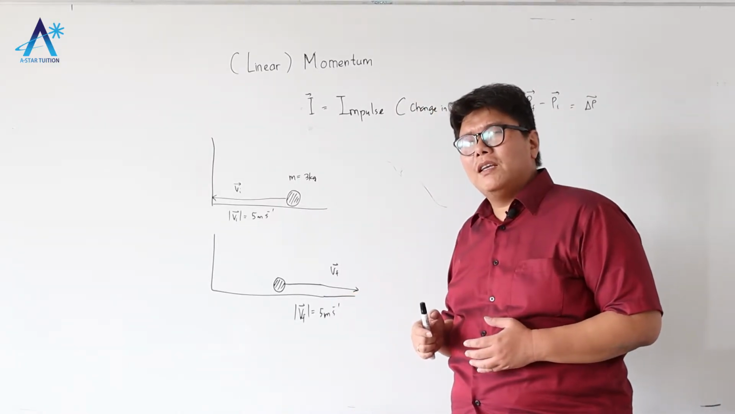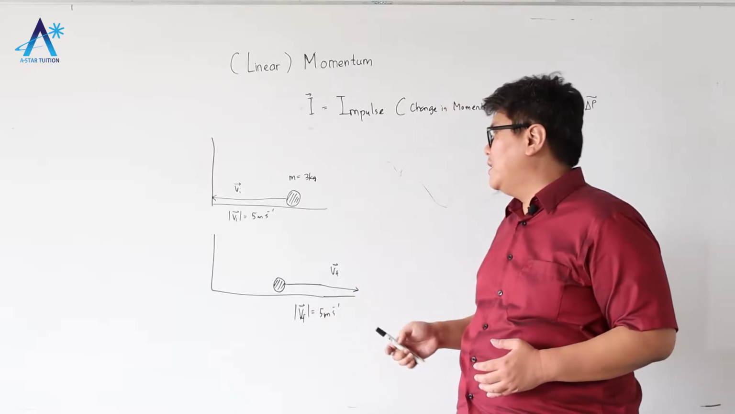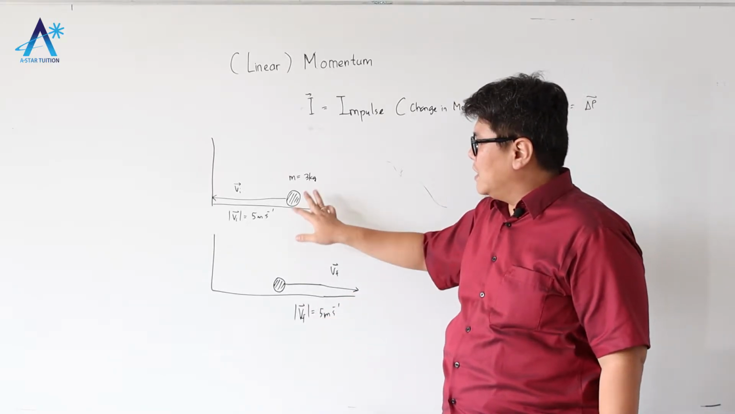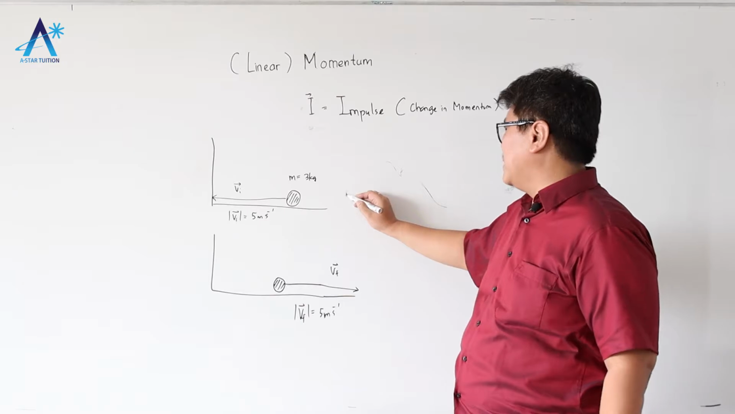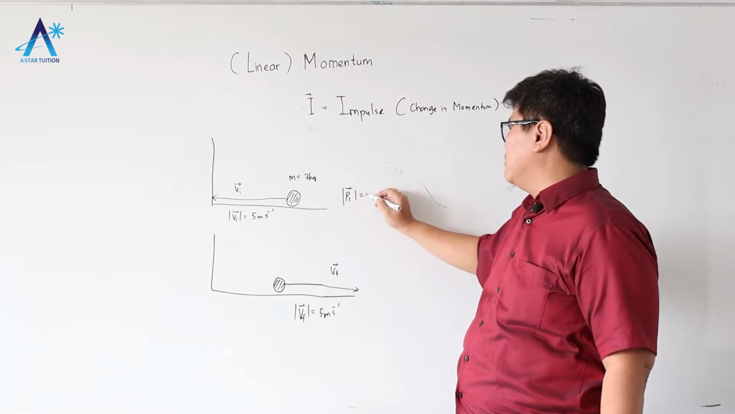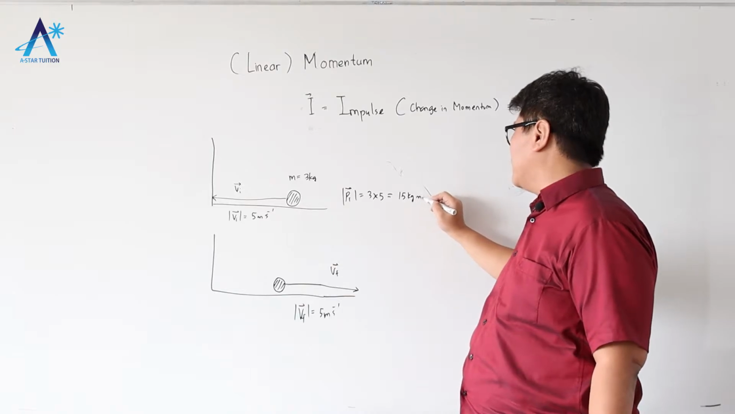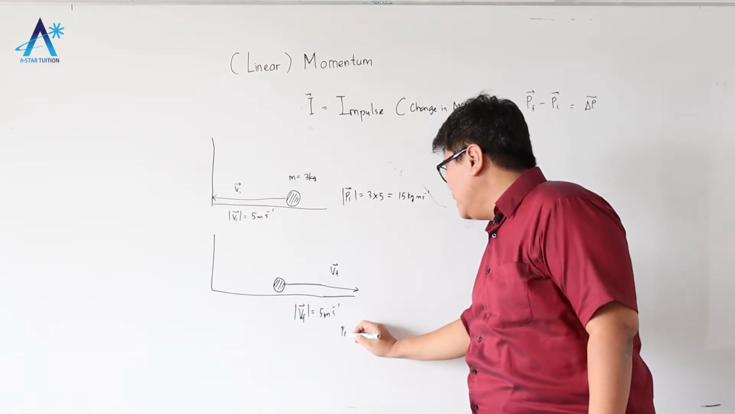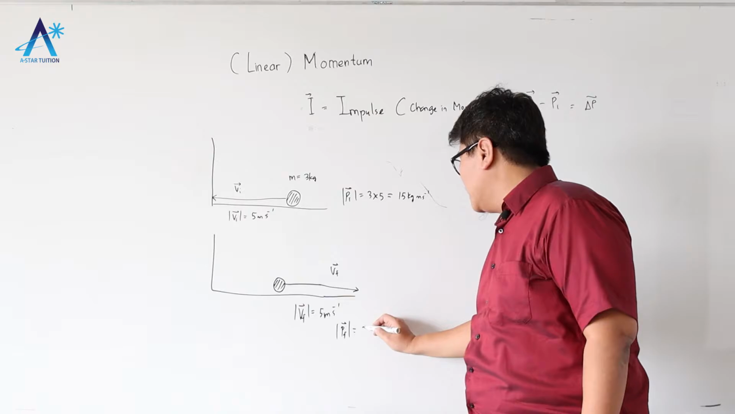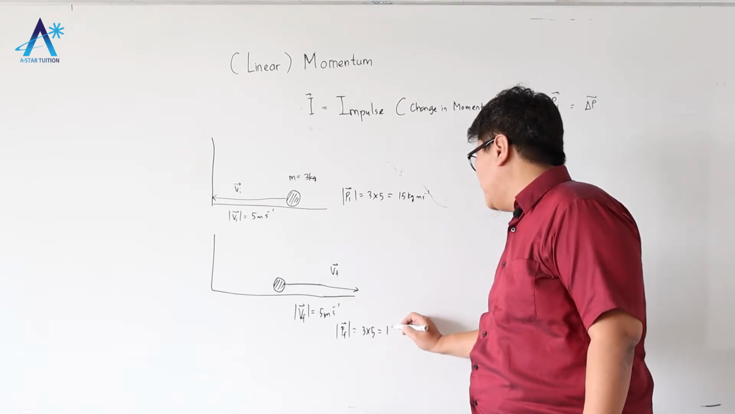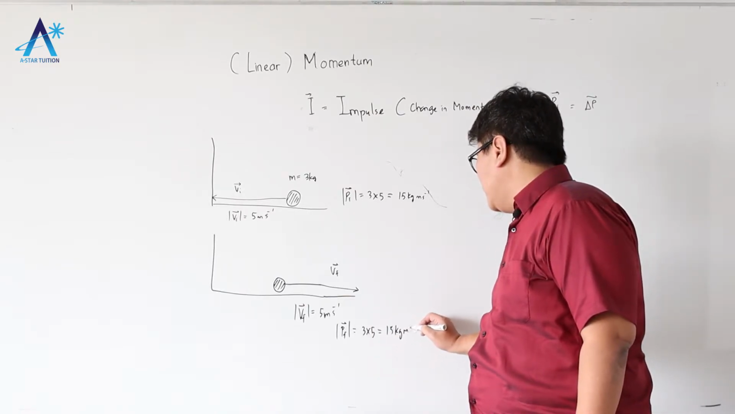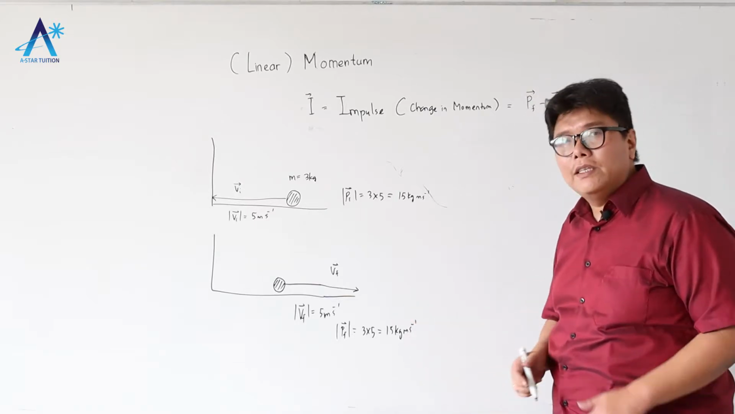Now, a common mistake encountered in this situation is this. Let's look at the magnitude of the momentum. The magnitude of the initial momentum is equal to 3 times 5, so it's going to give you 15 kilogram meter per second. And then let's look at the final momentum, which is 3 times 5, equal to 15 kilogram meter per second. So you can see that the magnitude of the momentum doesn't change, right?